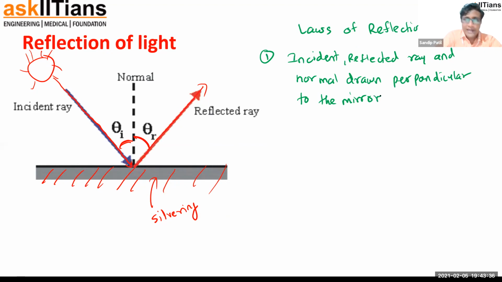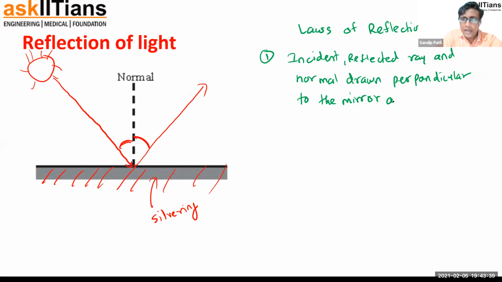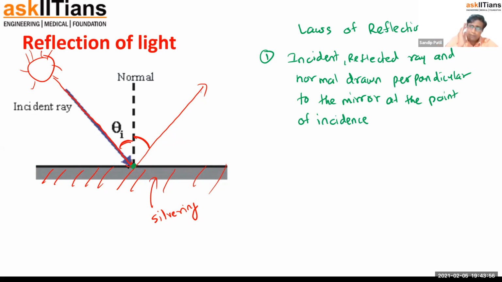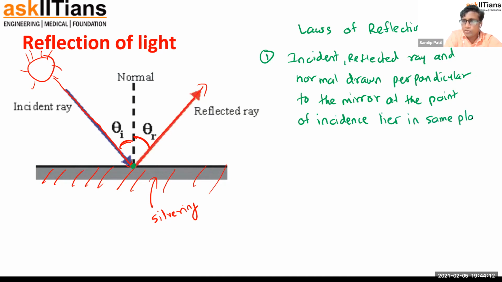So the incident ray, reflected ray, and the normal drawn perpendicular to the mirror at the point of incidence. What is the meaning of point of incidence? This incident ray meets the mirror at this point, right? So this becomes the point of incidence. Draw the perpendicular to the mirror through that point. That we are going to call the normal, the particular normal at the point of incidence. All those three things lie in the same plane. So remember, this is our first law of reflection.